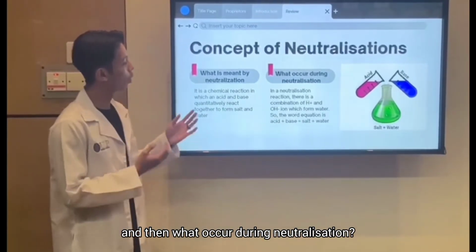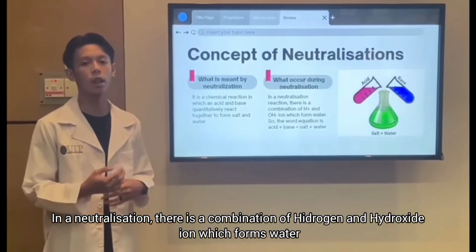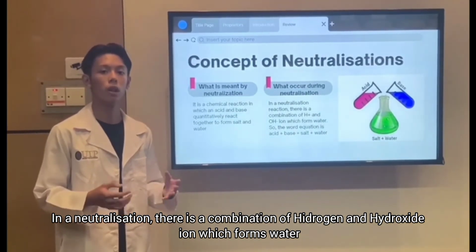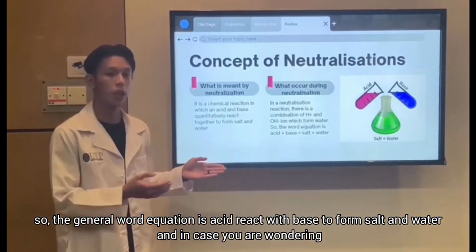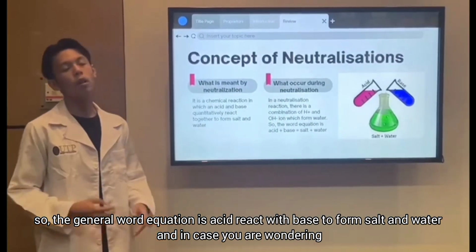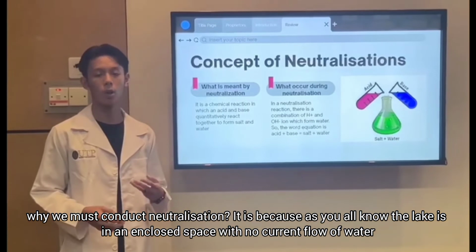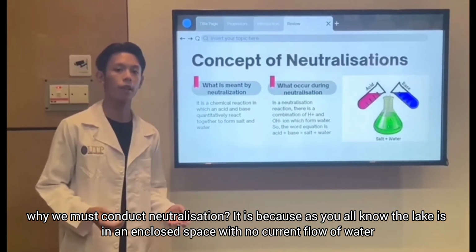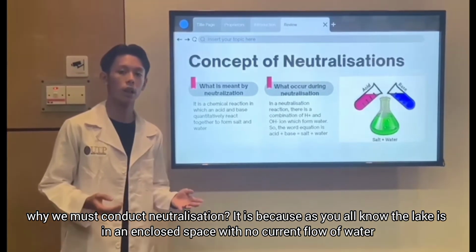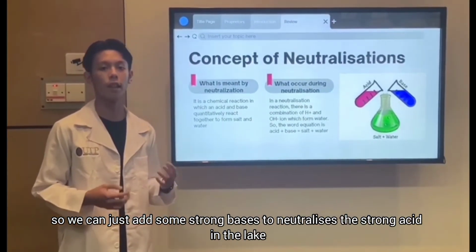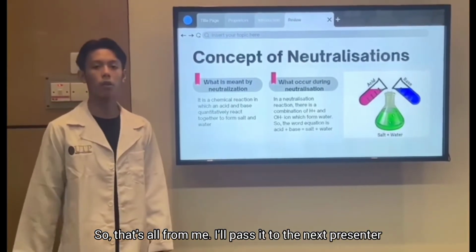And then, what occurs during neutralization? In a neutralization, there is a combination of hydrogen and hydroxide ions which form water. So, the general word equation is acid reacts with base to form salt and water. In case you are wondering why we must conduct neutralization, it is because, as you all know, the lake is in an enclosed space with no current flow of water. So we can just add some strong bases to neutralize the strong acid in the lake. So that's all from me. I'll pass to the next presenter.